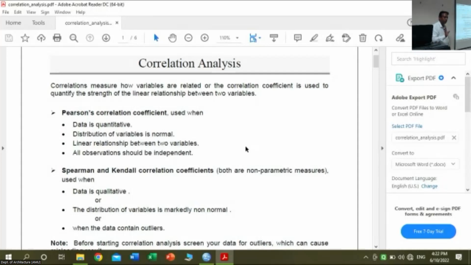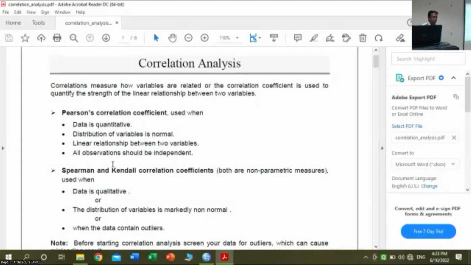ठीक है. So there are some assumptions regarding correlation analysis. Data should be quantitative data होना चाहिए. अगर qualitative होगा तो Spearman, ये rank correlation Spearman और कार्ल पियर्सन दो तरह के कैलकुलेट करते हैं. Correlation coefficient is more powerful than the rank correlation, SPSS correlation.